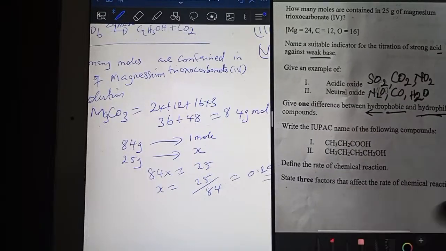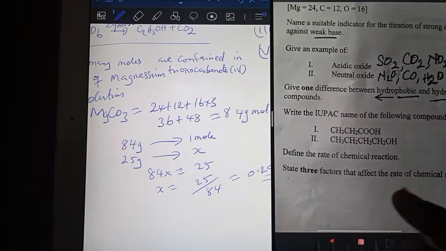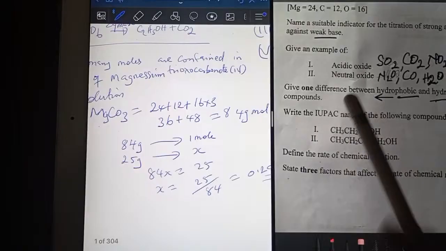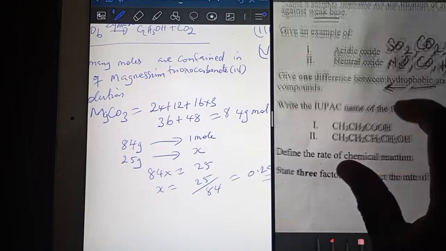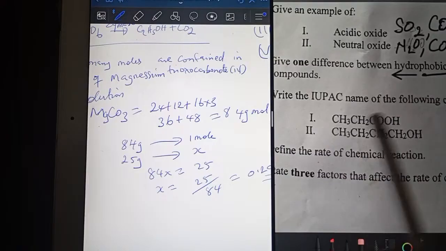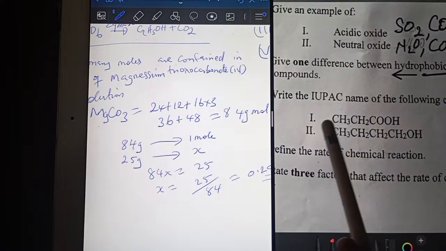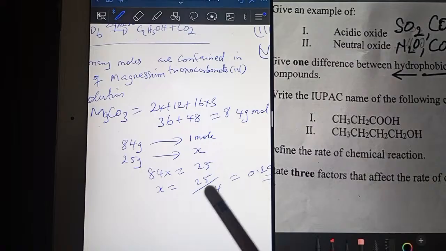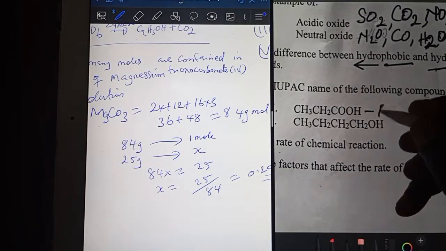Then the next one is write the IUPAC name of the following compounds. In my live stream, I taught this yesterday, only that maybe the network did not allow some people to get that. If you are to name this, you have to find the longest continuous carbon chain, which is 1, 2, 3. So these are 3 carbons, and the principal functional group is COOH, and there is no branch. So this is nothing but propanoic acid.